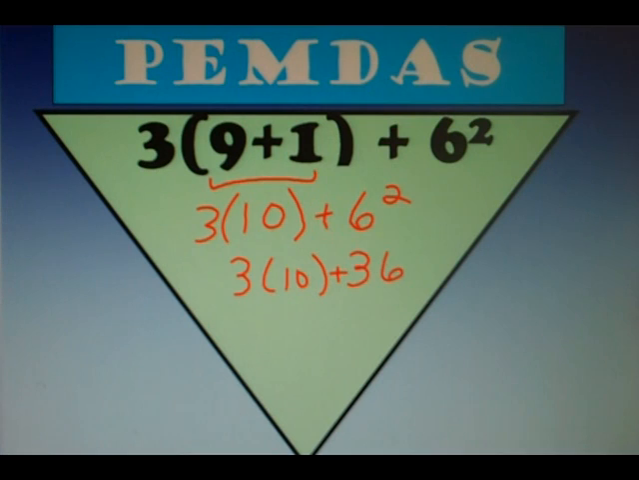Next step would be to multiply 3 times 10. 3 times 10 would give you 30 plus 36. And the final step, simplify your answer. 30 plus 36 would give us 66.